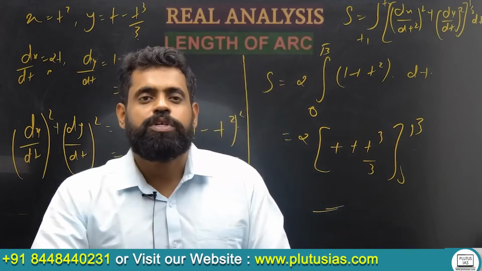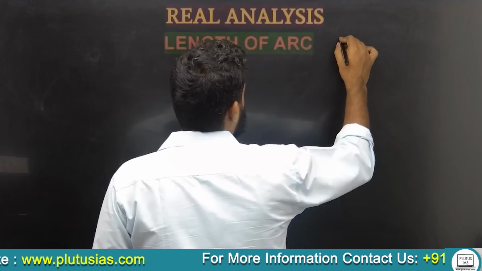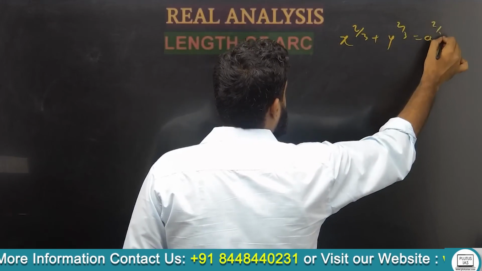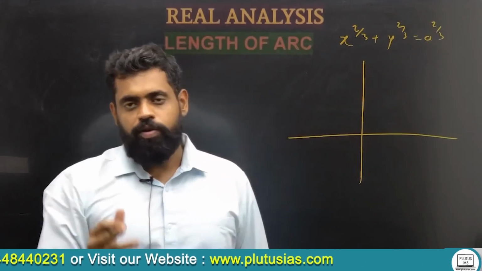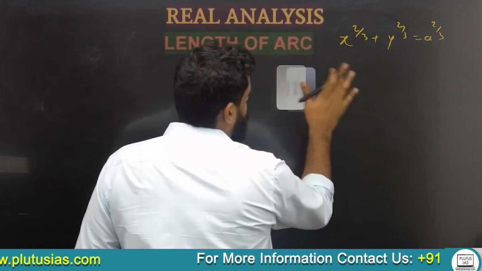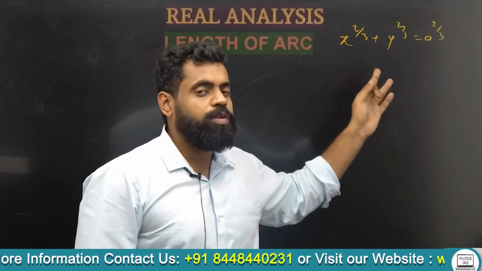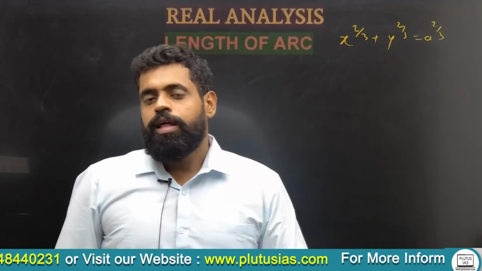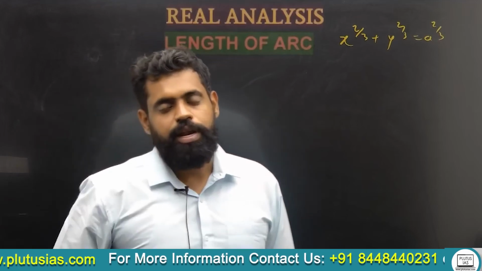Any day a random question can come in the examination. Last day there was a question where we had to find the area of this asteroid. There are questions for this also. I want you all to try to solve this question; I'll not tell you the graph. This is x to the power 2 by 3 plus y to the power 2 by 3 equal to a to the power 2 by 3, and you have to find the length of this curve. It is a closed curve, so you can calculate the length of the curve.